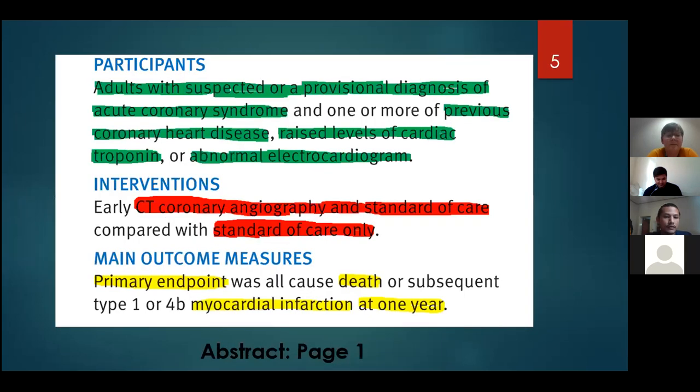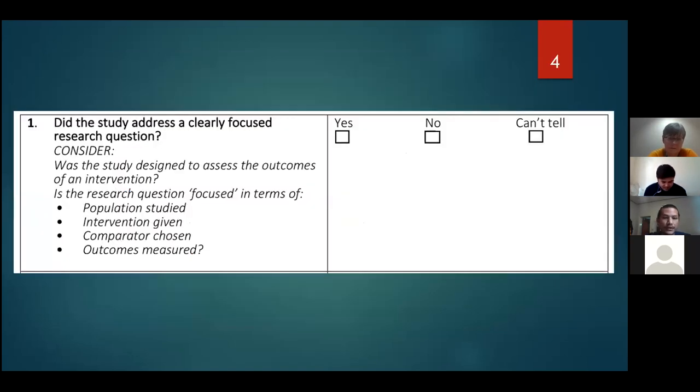For the outcomes measured, as you can see, highlighted in yellow, the main outcome measure, the primary endpoint, was all-cause death or subsequent type 1 or 4b myocardial infarction at 1 year. So it was measured at 1 year. That's the outcome measure. So going back to the question, did the study address a clearly focused research question? I would go with yes to this question.